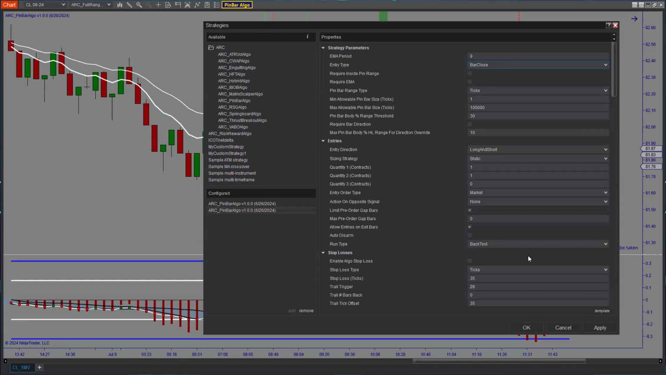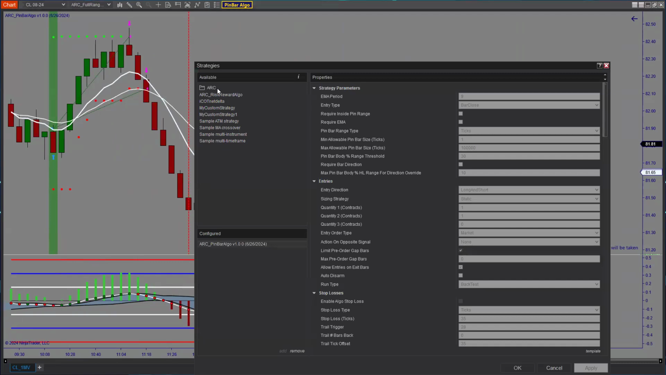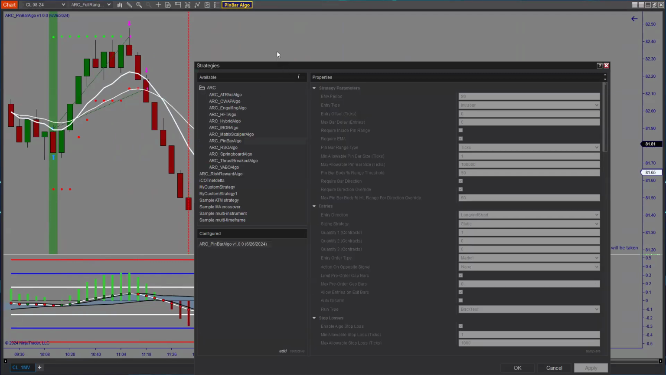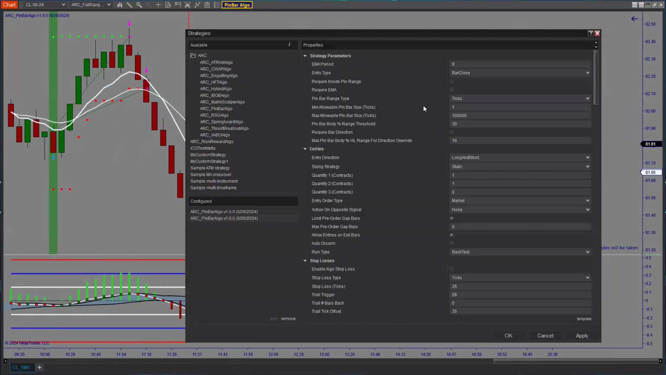Let me see if I can go over a trade example. Let's move this over. There we go. We pull these up again. Okay, so bar close means as soon as this bar closes, it's entering. Breakout means as soon as it breaks out, so if you had like a 4 tick, let's say, then once it gets 4 ticks above the high of that bar, it's going to trade. Okay, so that's what that does. Require inside pin range.